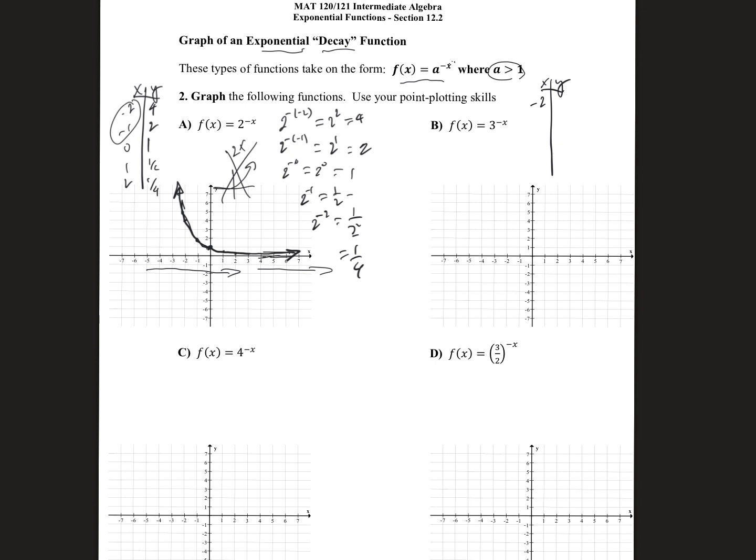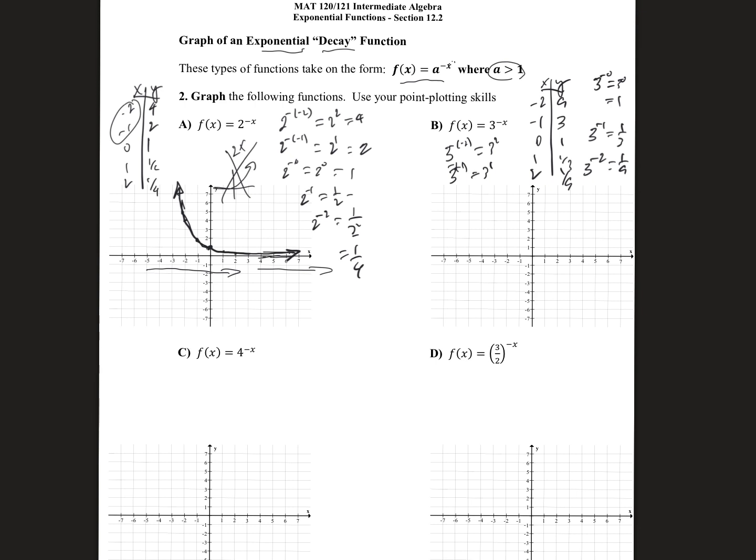So again, borrowing the same points, if I throw in a -2, we're taking the opposite of -2, which gives us 3 squared, we get a 9. We're taking the opposite of -1, that gives us 3 to the first, which gives us 3. 3 to the -0 is the same as 3 to the 0, which is 1. 3 to the -1 turns to 1/3, and 3 to the -2 gives us 1/9.